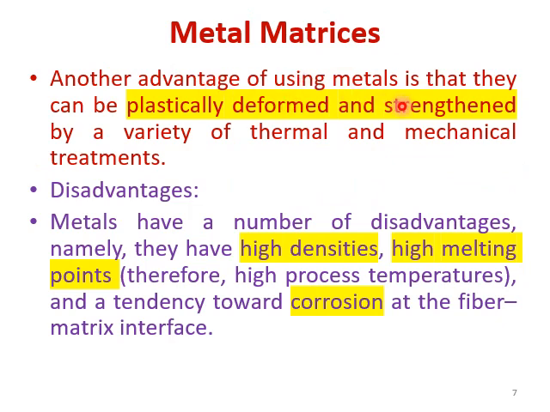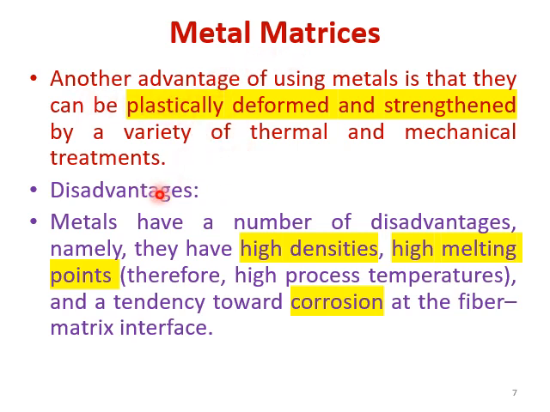Now another advantage of using metals is that they can be plastically deformed. Like plastics, you can melt them and form them into different shapes and then solidify them. Similarly, in metal matrices, you can melt them, plastically deform them into a particular shape, and then cool them down to freeze in that shape. And once plastically deformed, they can also be strengthened by a variety of thermal and mechanical treatments. So this is another advantage of the metal matrix.